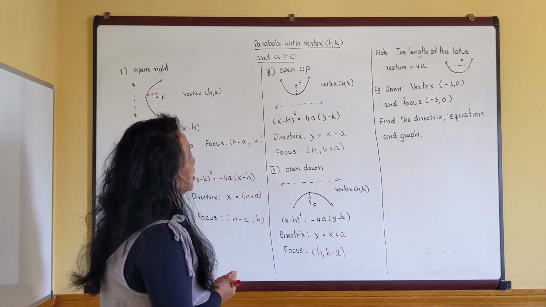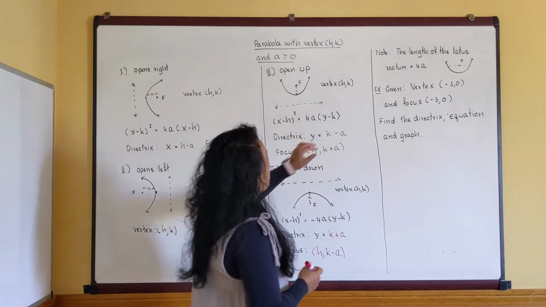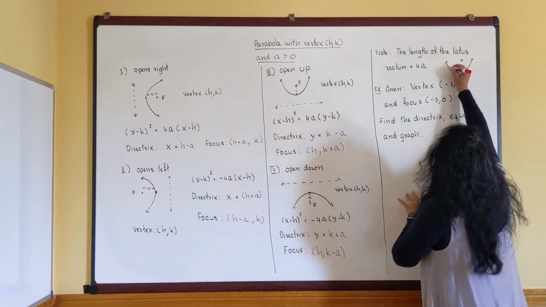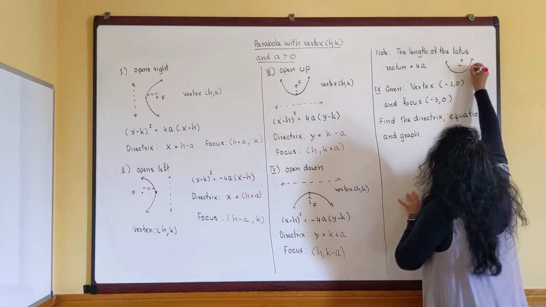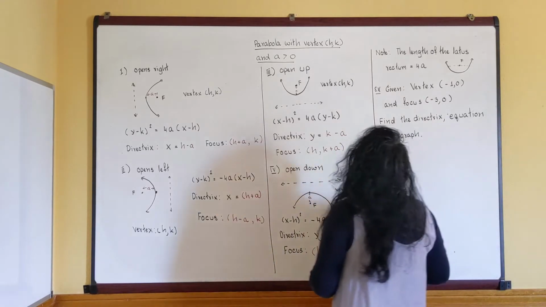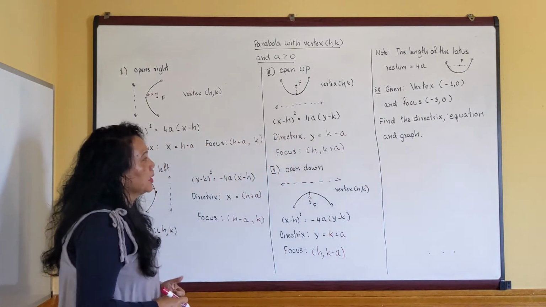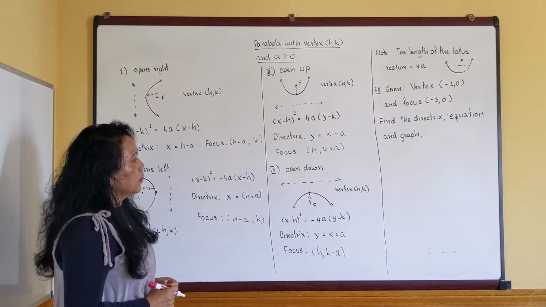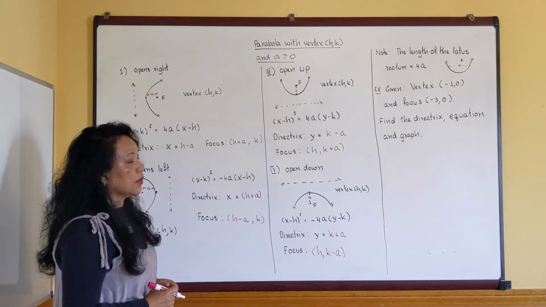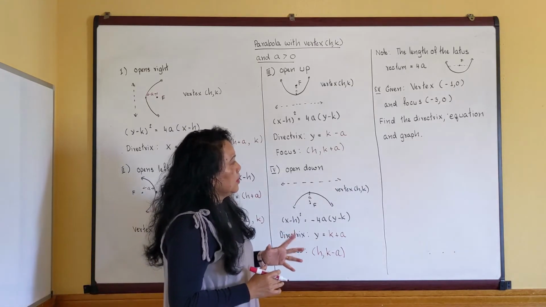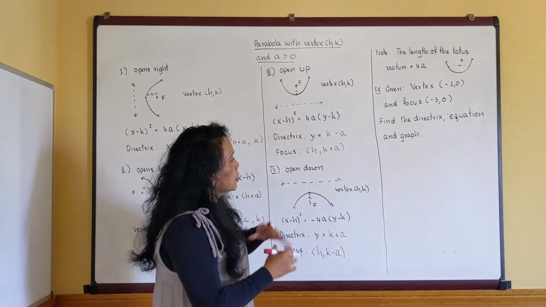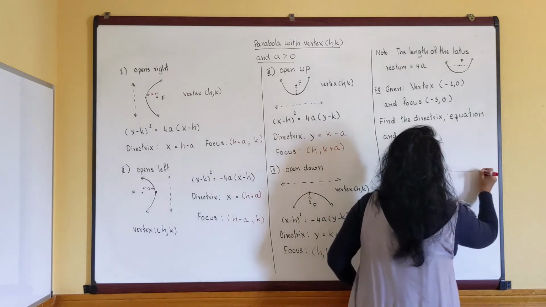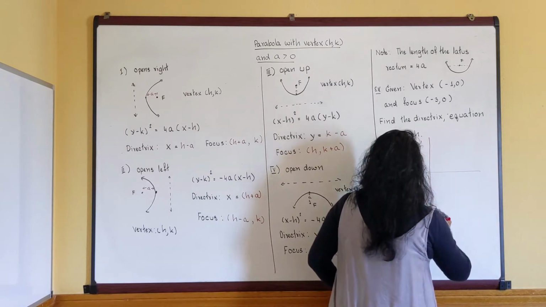Now let's look at the length of the latus rectum, which is 4a. So basically it's the distance from here to here when it goes through the focus, right? Now let's look at the example. Given vertex is (-1, 0), focus is (-3, 0). They want us to find the directrix, the equation, and the graph. So first we're going to graph what we have, right? So let's look at the graph for the given conditions.